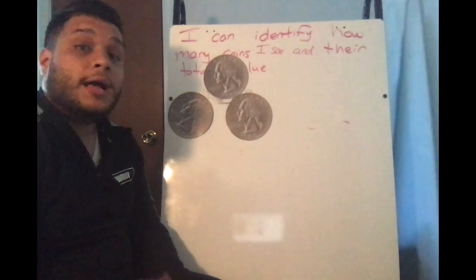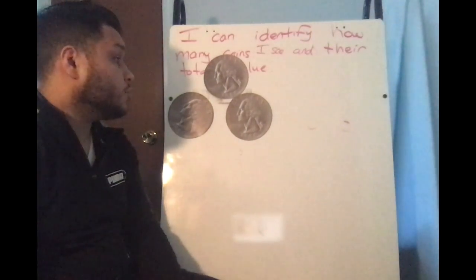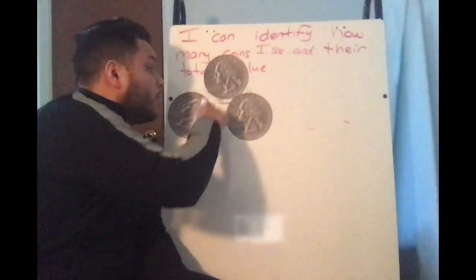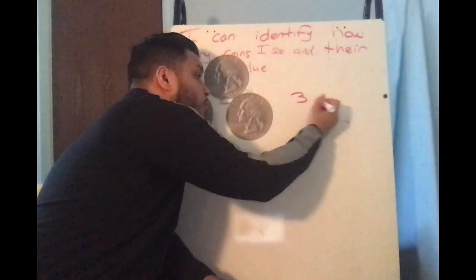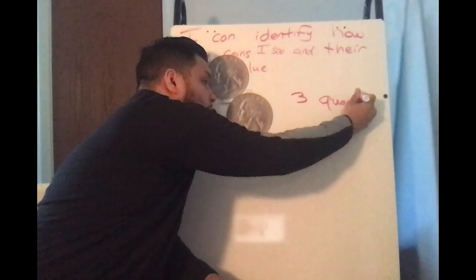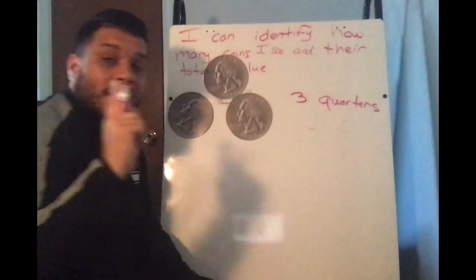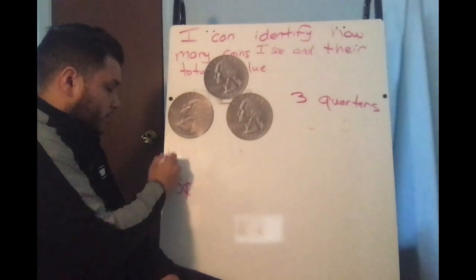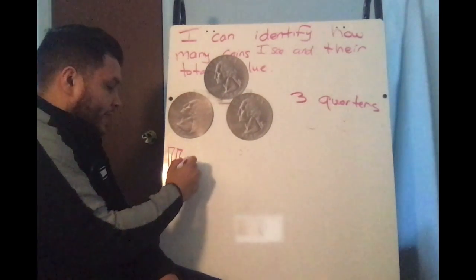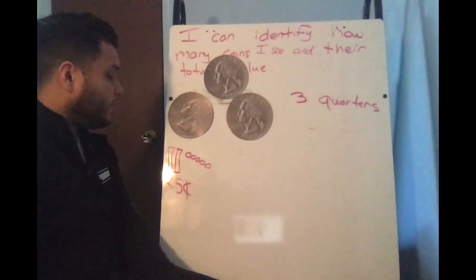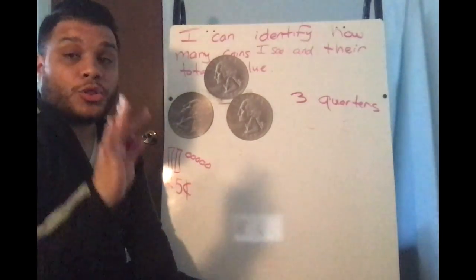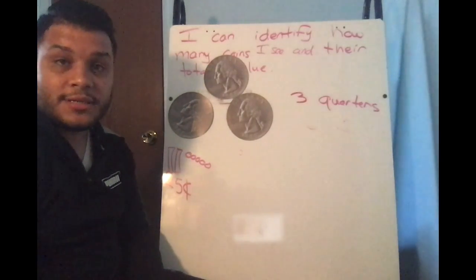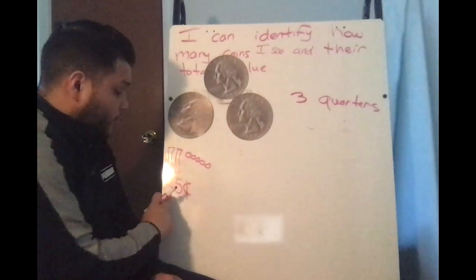My first example, I want to first identify what the coins are. So what do we call these? Yes, quarters. How many quarters do we have? 1, 2, 3. We have 3 quarters. We know that 1 quarter is equal to 25 cents, or 2 base 10 blocks and 5 single cubes. If I want to find out how much 3 quarters are worth, that means that I need to be able to do this how many times? Yes, 3 times.